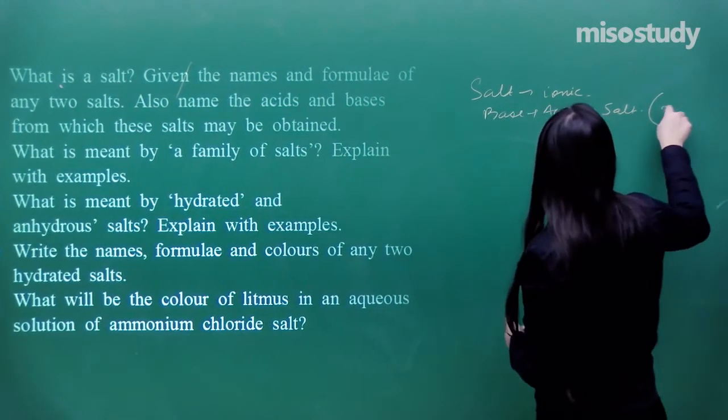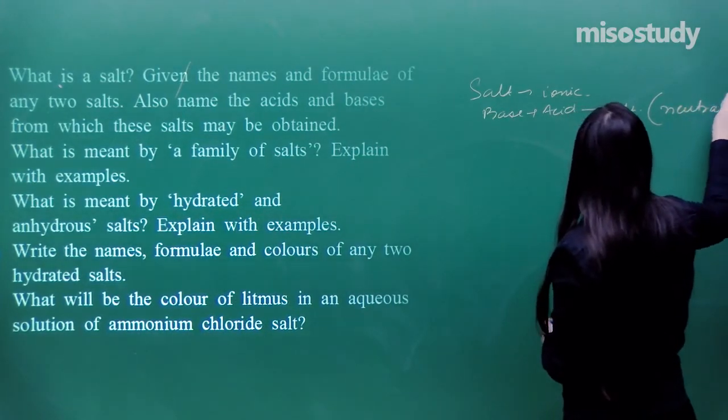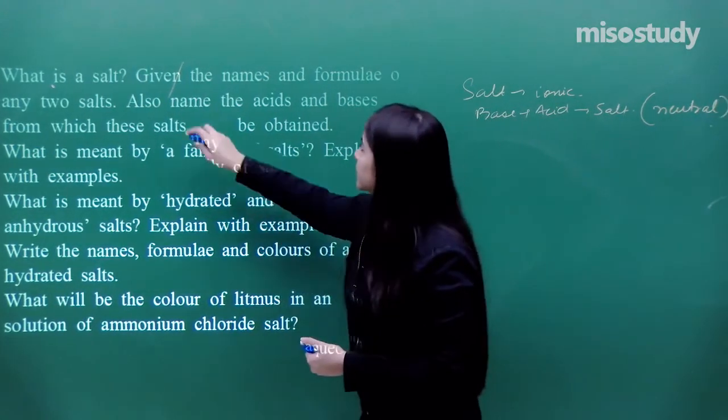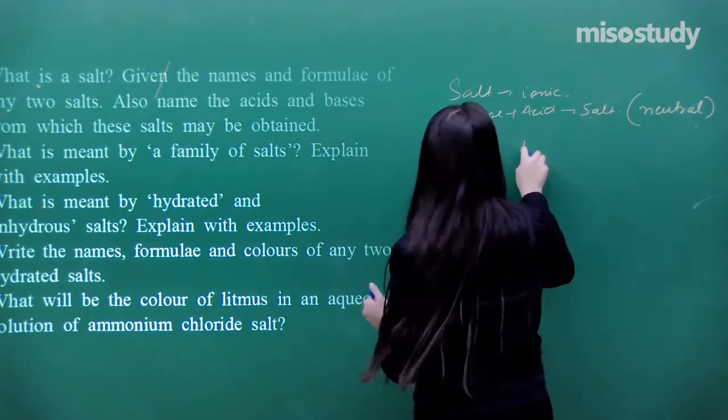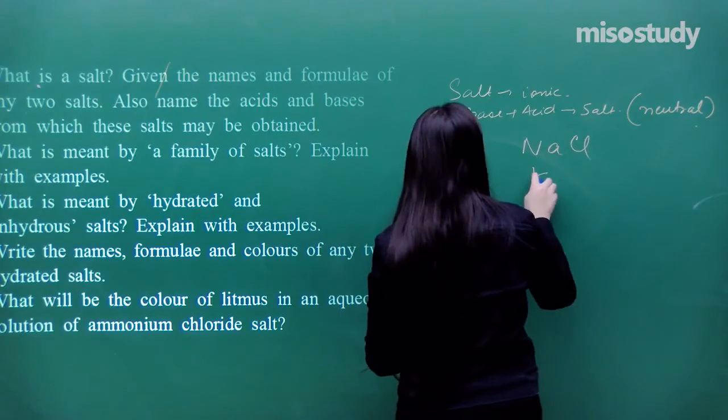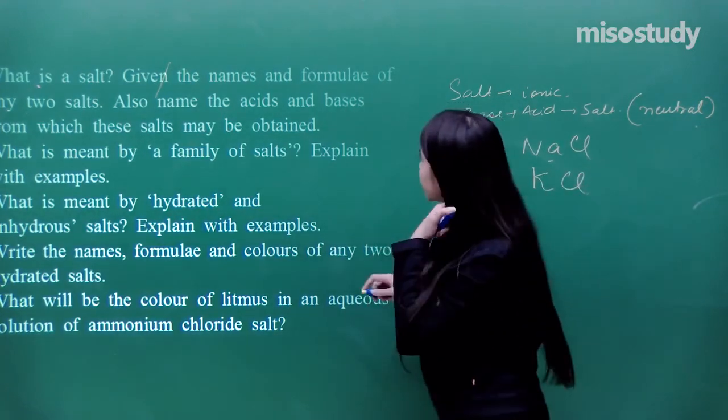And yeah, one more thing is important, it's neutrality, fine. Okay, give the names and formula of any two salts. Okay, any two salts, let's talk about NaCl and let's talk about KCl, fine.